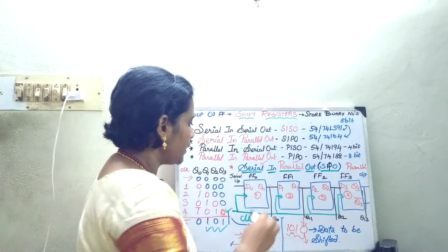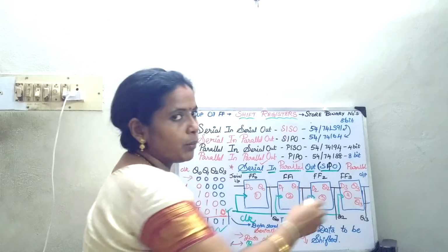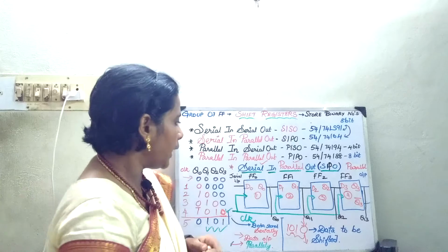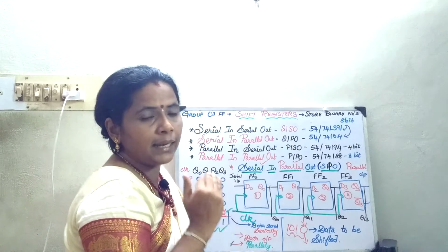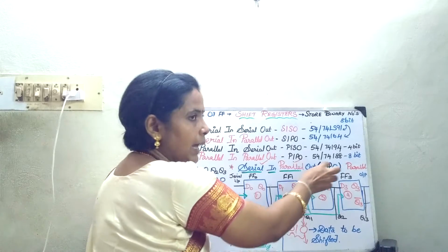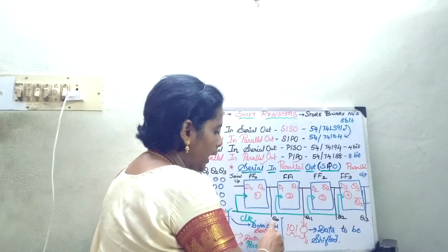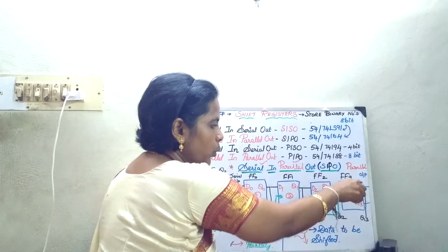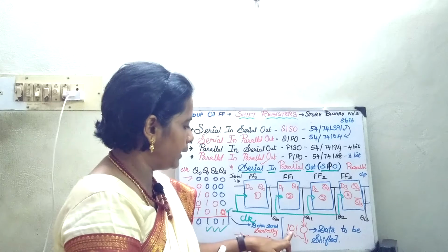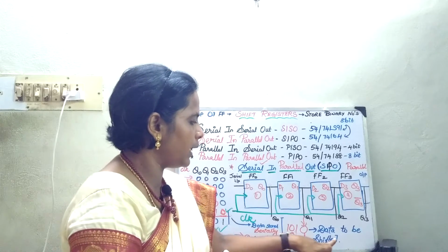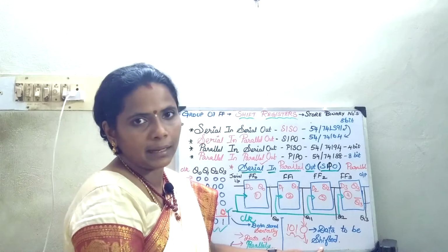I have just taken the outputs Q0, Q1, Q2, Q3, because what is the condition? The input data are going to be sent serially whereas the data are going to be output parallelly. So, for the parallel outputs, I have just drawn out Q0, Q1, Q2 and Q3. In this case also we will take the same data, 1010. This is the data that has to be shifted serially and sent out parallelly.